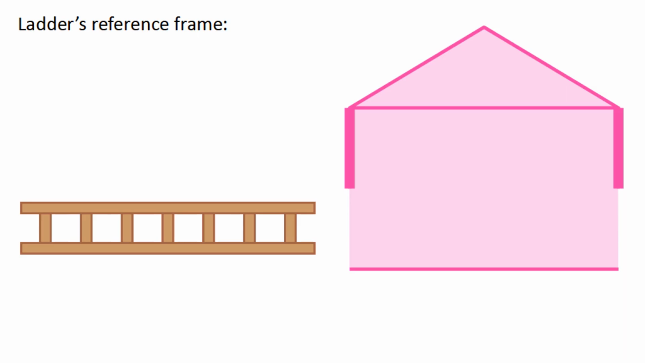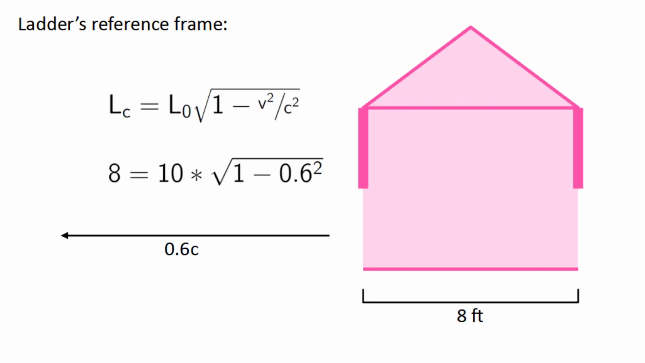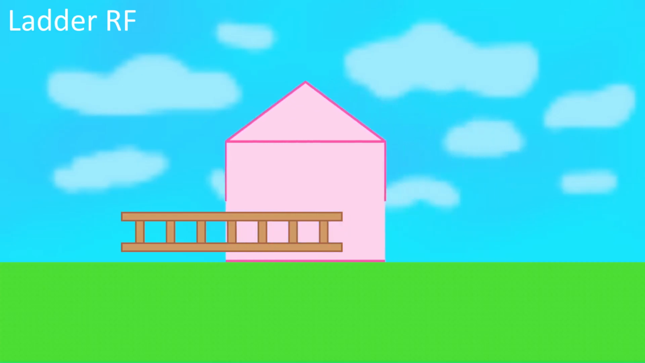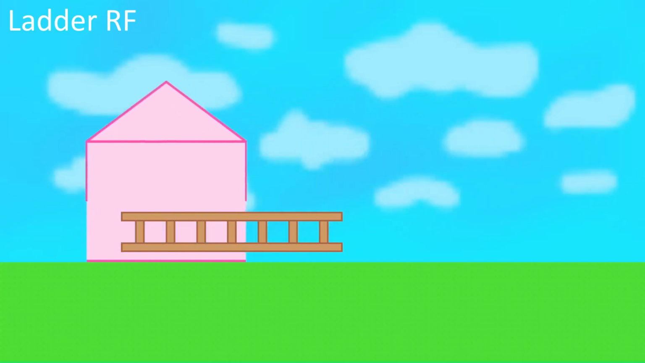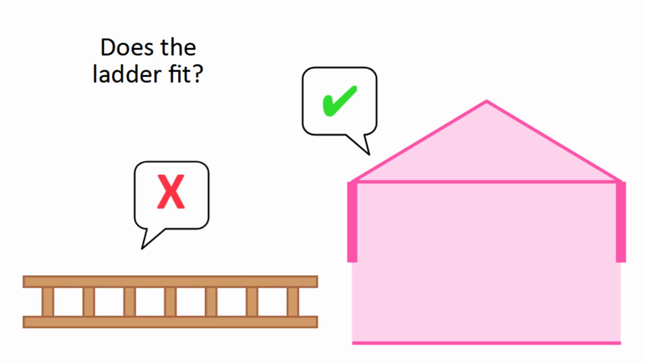But in the ladder's reference frame, its length is still 11, and the shed is the one moving at 0.6 c, so its length will become 8. So this time, the ladder is longer, and it will never fit completely within the shed. So in the shed's reference frame it fits, but in the ladder's reference frame it doesn't. This is a contradiction, right?